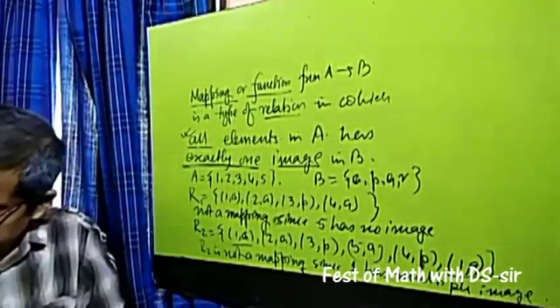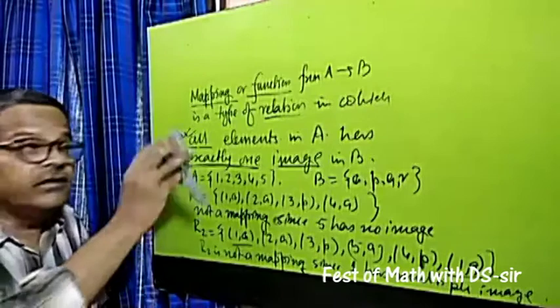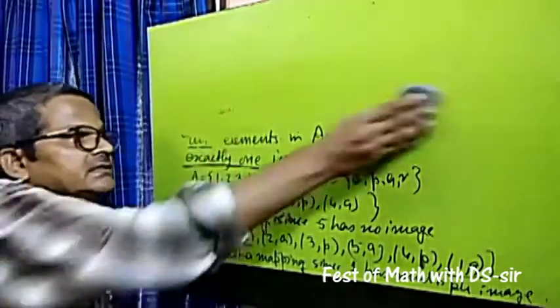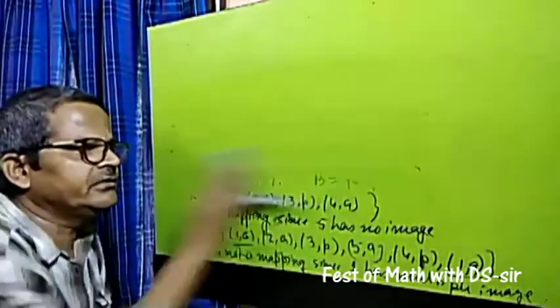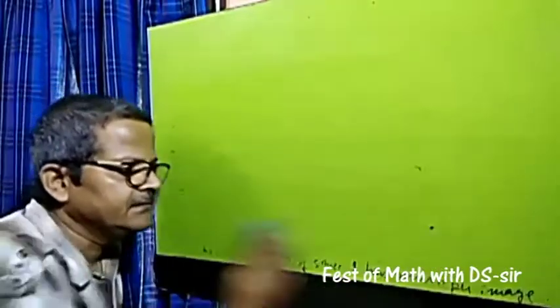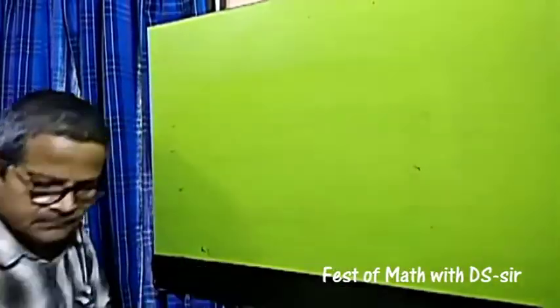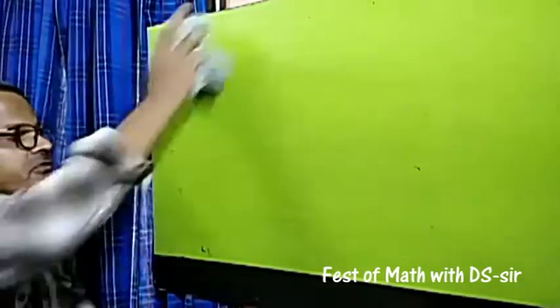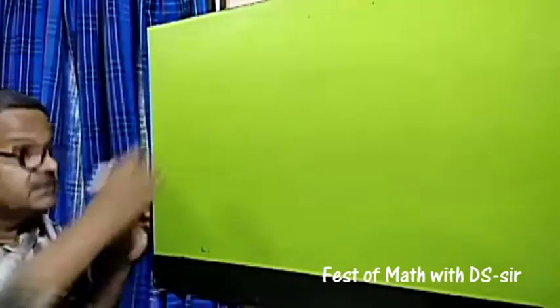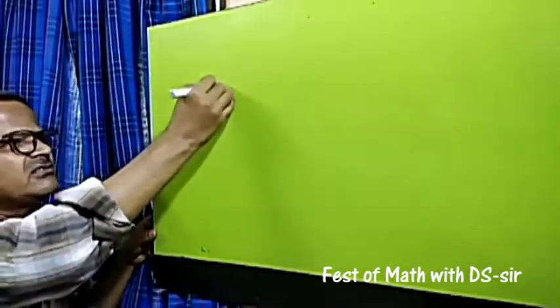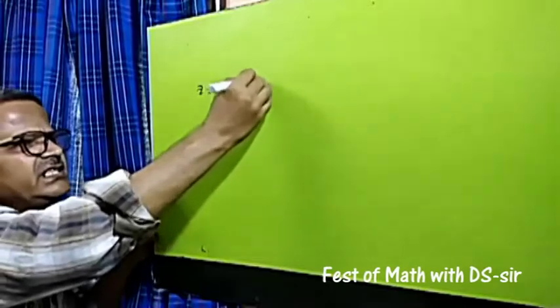Clear? Next, see. Now I will give you some examples that you have to verify in your question papers. After giving examples, I will ask you your opinion regarding this concept. Z is equal to the set of integers.